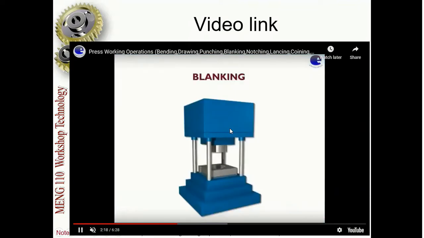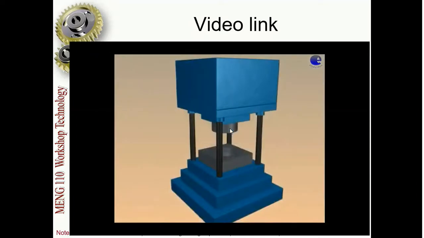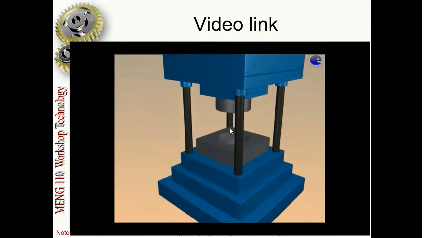Now similarly, blanking is also done in the same way. See, the top is the punch, down is the die, and above that a stripper is there. Now we'll put the sheet between the stripper and the die.